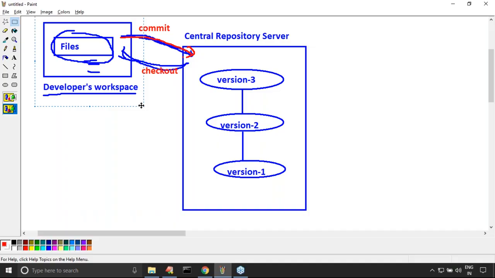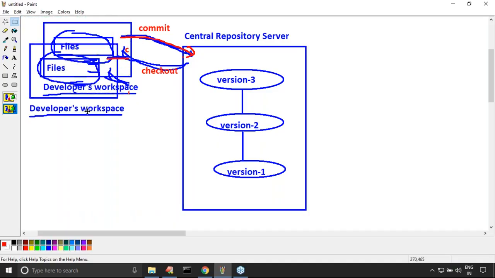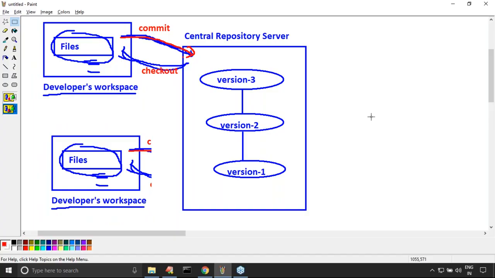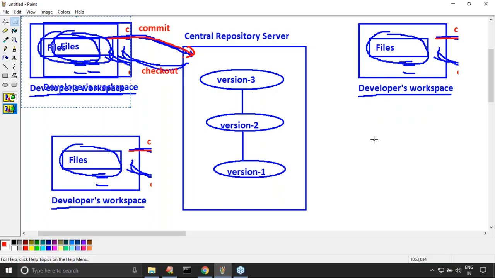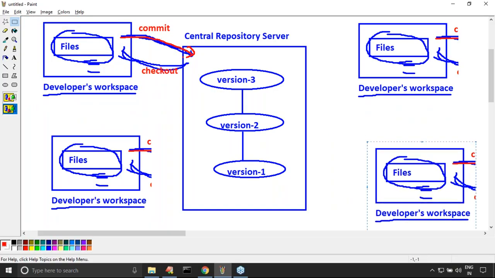Just observe carefully. Multiple developers are there: developer 1, developer 2, developer 3, developer 4. Every time a developer needs to communicate with the central repository, he will get some files. After completing the work, he will commit those things to the central repository.